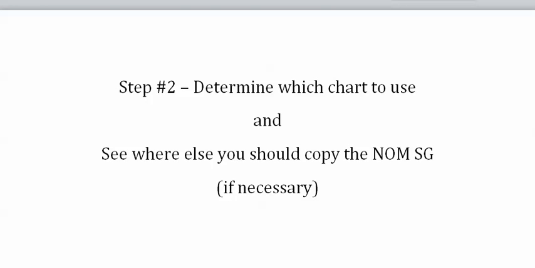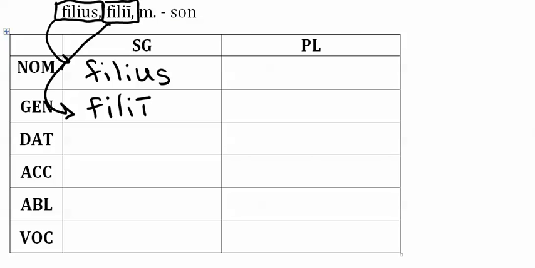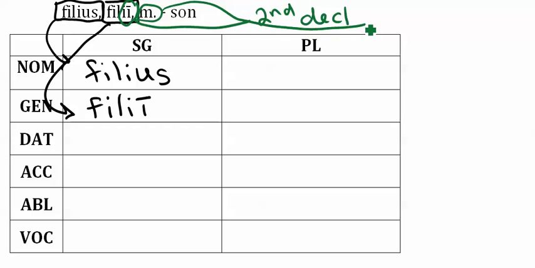In step number 2, I need to determine which chart I should be using for the word filius, and then I need to see where else I should copy the nominative singular, if I even need to do it at all. Let's find out. Back over here at my noun, filius, filii, I'm going to determine which chart I need. So I look at the ending on the genitive singular, long I, which tells me that this noun belongs to second declension. And then the gender at the very end of the dictionary definition tells me that it's masculine.